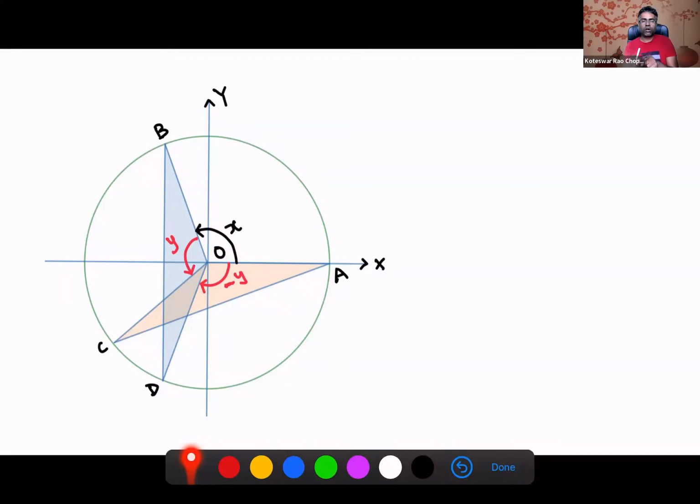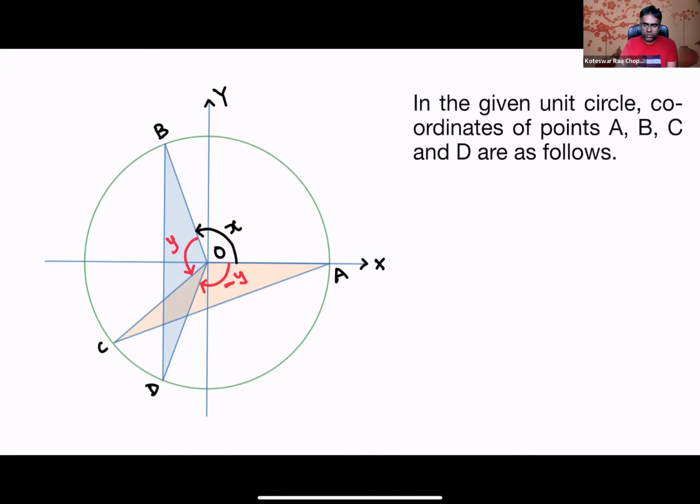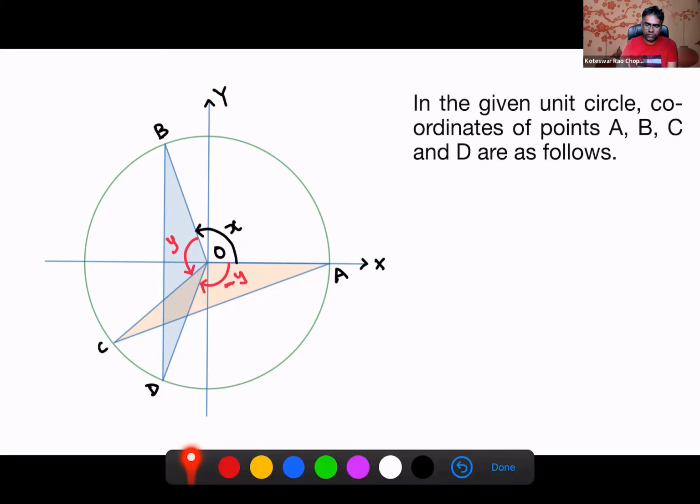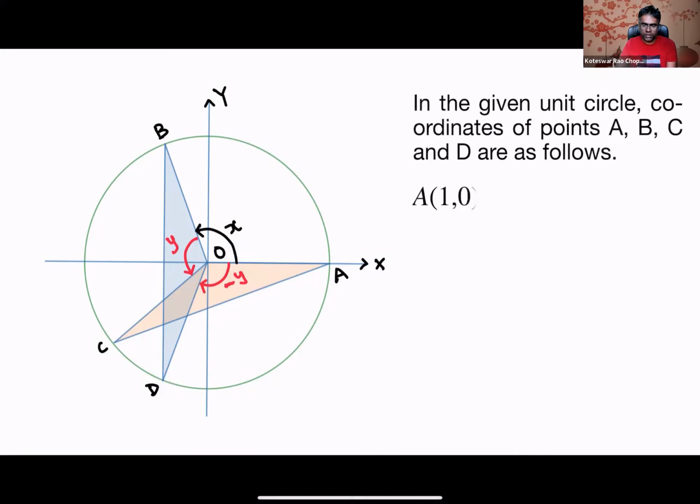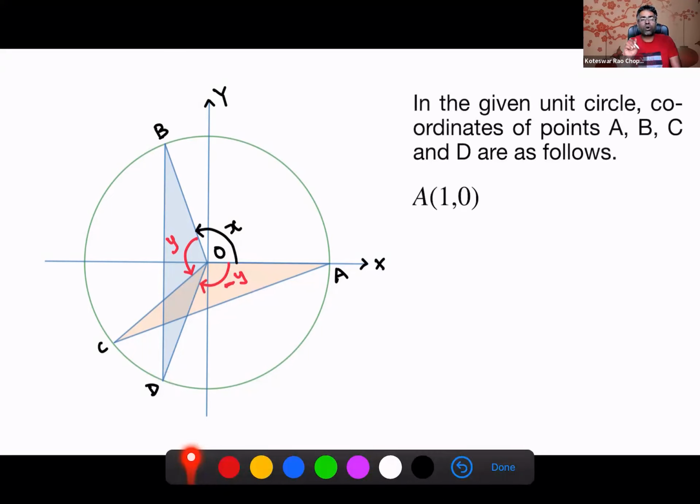Instead of moving in the counterclockwise direction, if you move in the clockwise direction by y radians, because you're moving clockwise the angle is negative here, and you get this coordinate D. So in the given unit circle, we have these 4 points A, B, C, and D. I have listed the coordinates of each of these points. Because A is on the x-axis, the x value is 1, and the y value is 0.